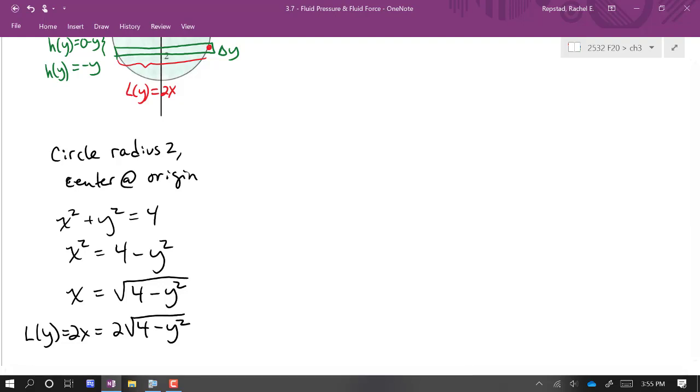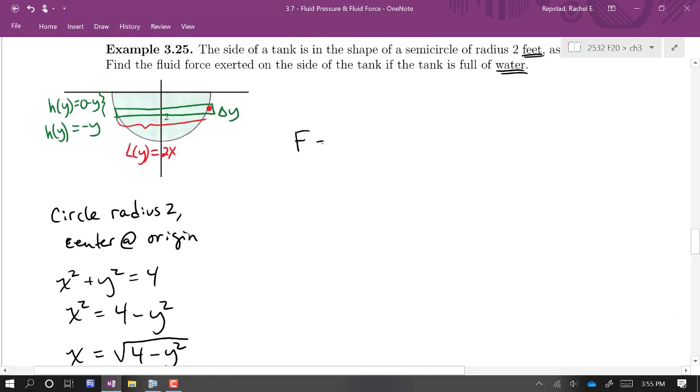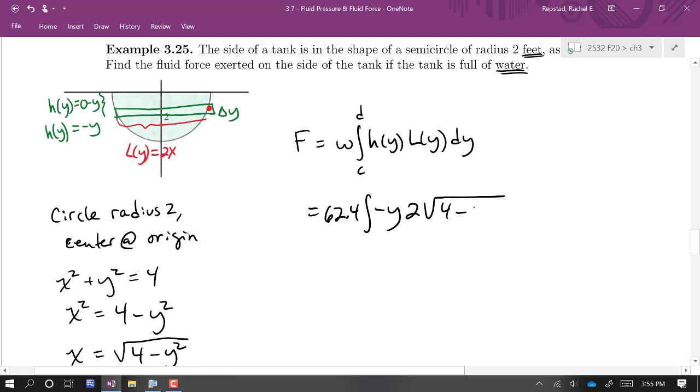Right, I think we have just about everything we need to put together this integral. So the force is W times the integral from c to d of h of y, L of y, dy. W is 62.4. h of y is negative y, and L of y is 2 times the square root of 4 minus y squared, dy. The y limits are going to start down here at the bottom of the circle up until the surface, so that's from -2 to 0.